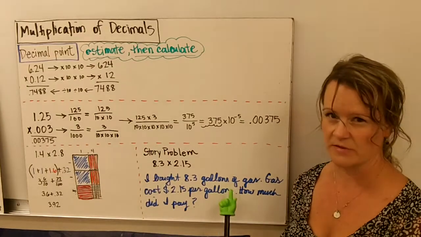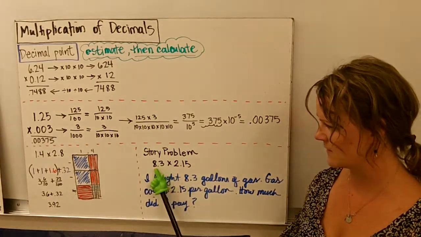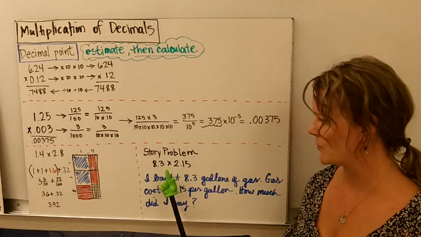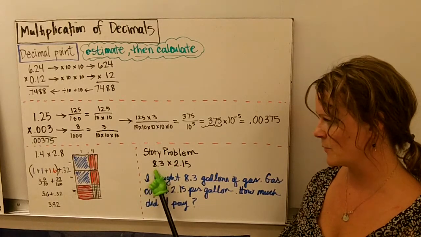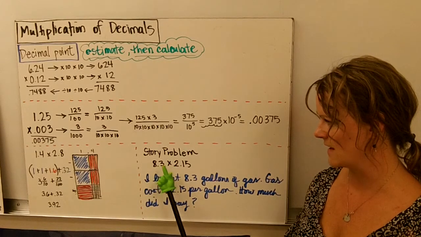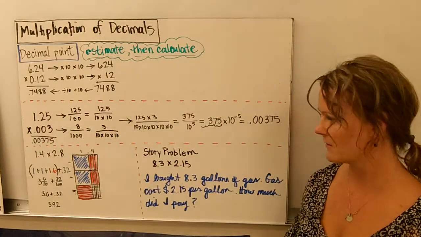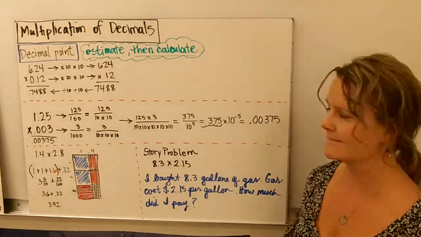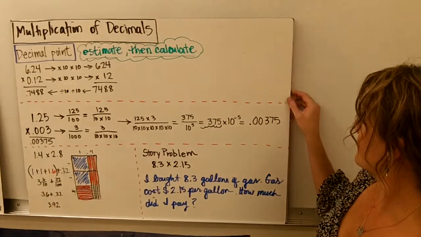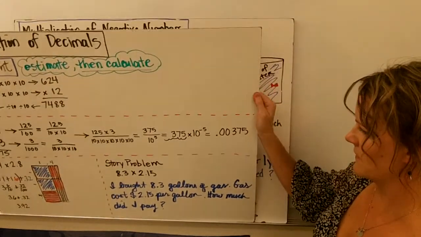And then last, I just want to close the decimal part with a story problem about decimals. Just a simple story problem would be something like this. I bought 8.3 gallons of gas, and each gallon cost $2.15. So how much did I pay for gas? All right. So let's go on and talk about negative numbers now.